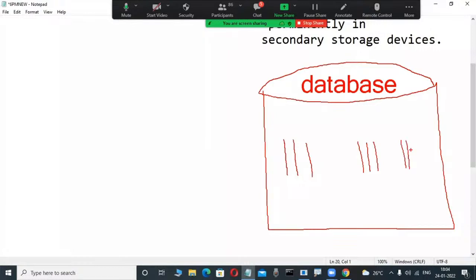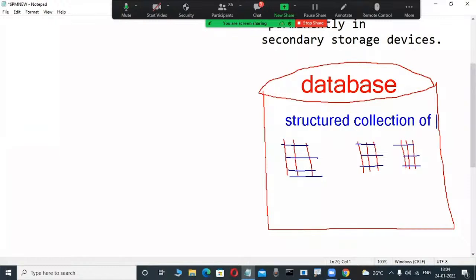Today, I will tell you. The relational data model is a concept there. Based on that only, they are implemented, and these are called relational databases. Structured collection of data, as I told in the previous class. These types of databases always store a structured collection of data. Organized fashion only, data is stored.